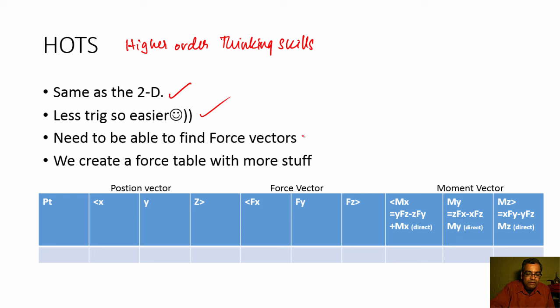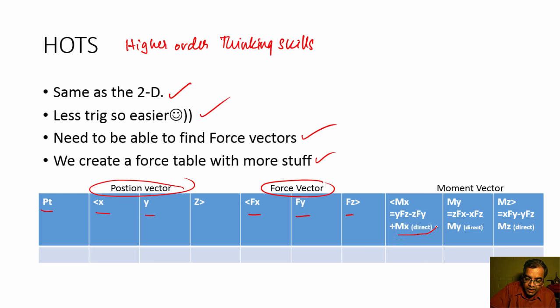The main thing is you should be able to find the force vectors, and we have to create a force table with more things. So as usual we have point. Now instead of just x and y, we have x, y, z. That creates the position vector, and then fx, fy, fz, which creates the force vector. And instead of having one moment, we have three moment vectors. Mx is y fz minus z fy, my is z fx minus x fz, and mz is x fy minus y fx.